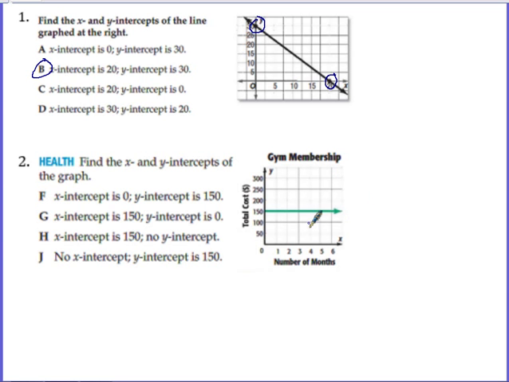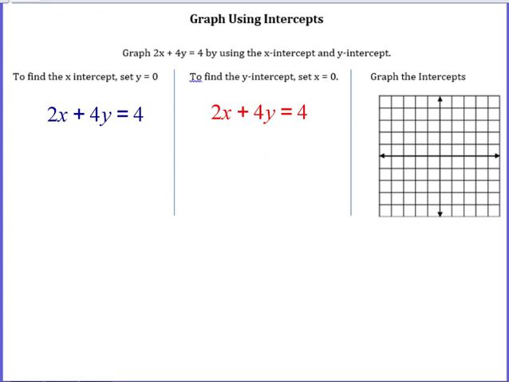All right. Same thing here. Now, this has a y-intercept right here of 150. That's where it crosses the y-axis. But does this line ever touch the x-axis down here? It's going straight across horizontally. It's never going to come down and actually touch the x-axis. So we have a y-intercept of 150, but no x-intercept.